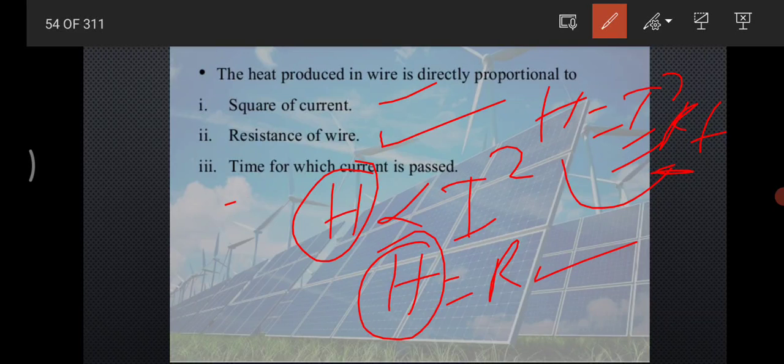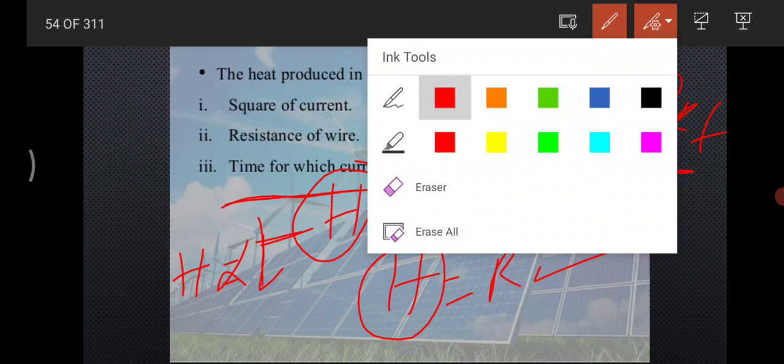Third is the time for which the current is passed. So heat also depends on how much time you supply the current in that conductor. Heat also depends on the time period. So these are the three factors on which the heat produced is proportional. These are the three things on which the heat depends.